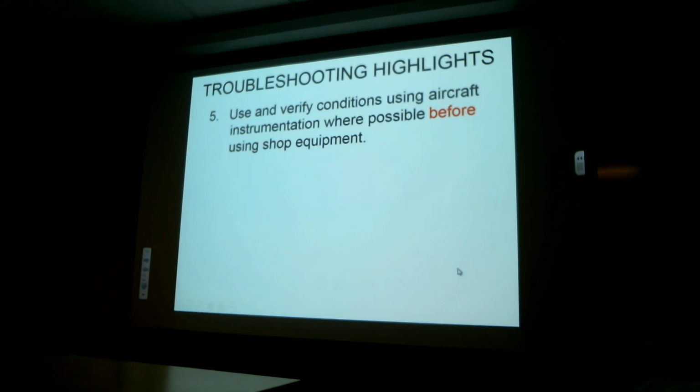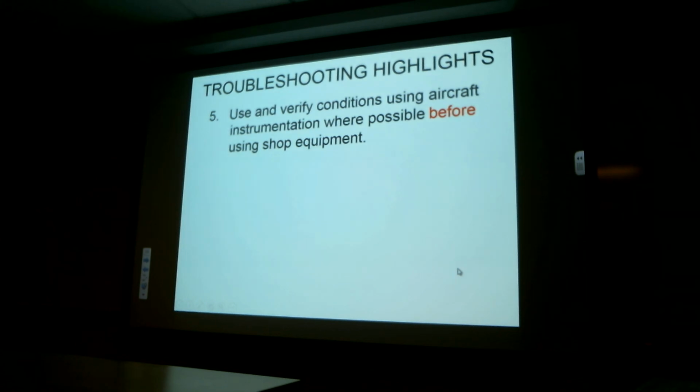Use and verify conditions using aircraft instrumentation where possible before using shop equipment. And again, there's always the danger of bypassing something as a result of using some ancillary piece of equipment. The aircraft has got an ammeter on it. It's a handy device for troubleshooting. A lot of cases when things are drawing a high load of amperage, it indicates a component either misrigging or failure. A good example would be, for example, some landing gear systems.